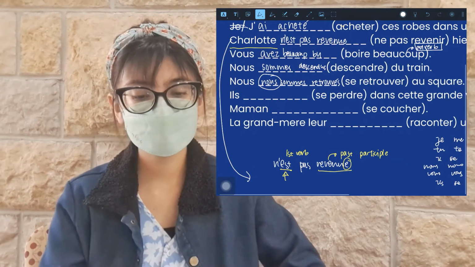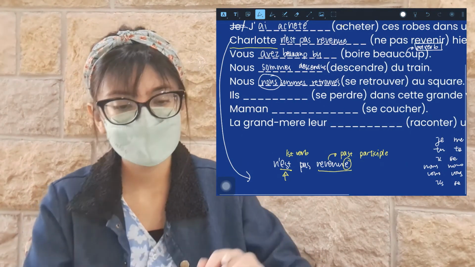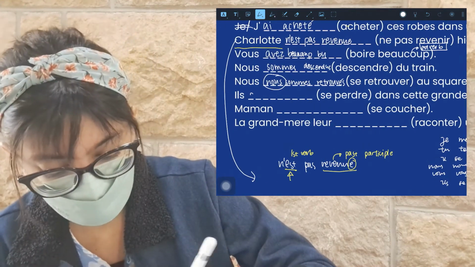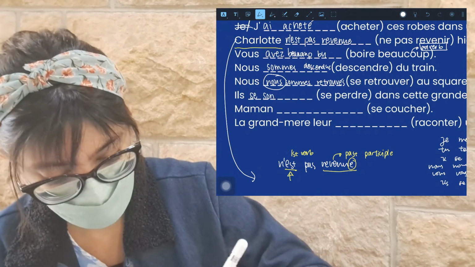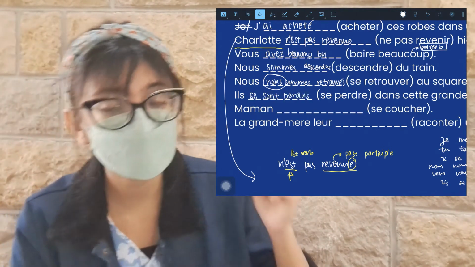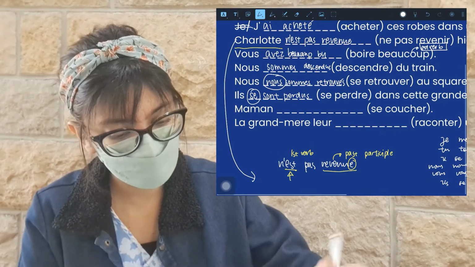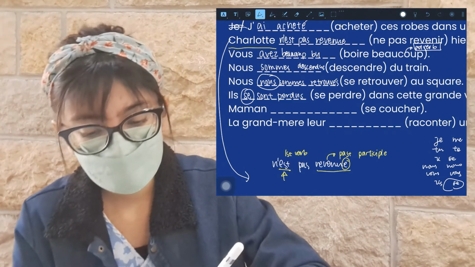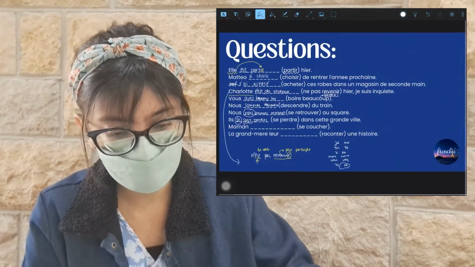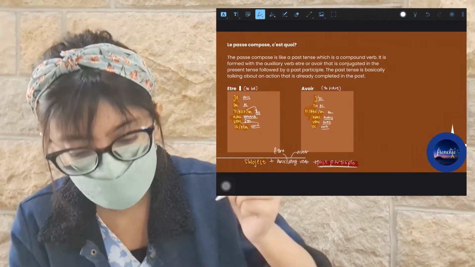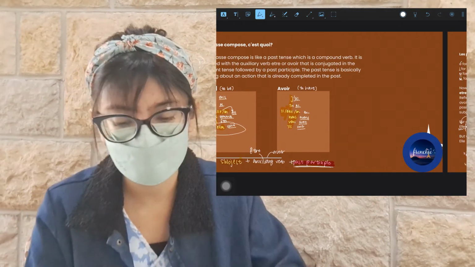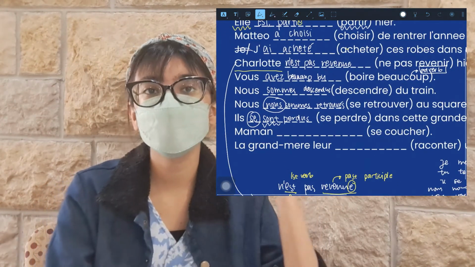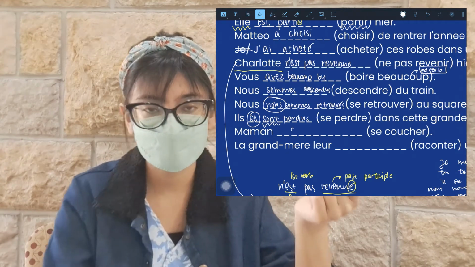Next, ils, se perd, okay? Se perd, again, it is the idea of a reflexive, so you will say se sont perdus. Now, se here is the reflexive, so step one was to do the reflexive. Step two, because reflexive is a part of être, so we will use the sont. If you have forgotten, that's completely okay. You can see it over here. We have used sont for être, so when it's ils, elles, you use sont. And then perdus because it's être, so you want to accord the past participle to the subject that you have particularly.